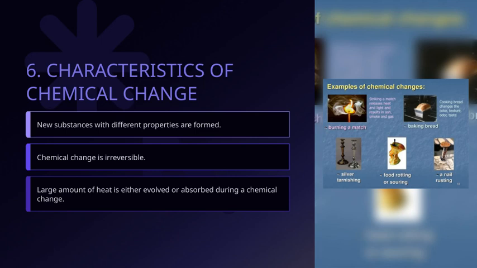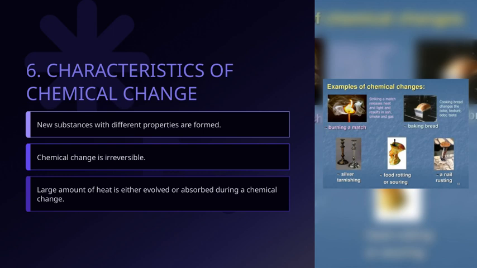First, when a chemical change occurs, new substances are formed that have different properties from the original materials. This means the identity of the substances changes entirely. For example, when iron rusts, it transforms into a new substance with different characteristics.